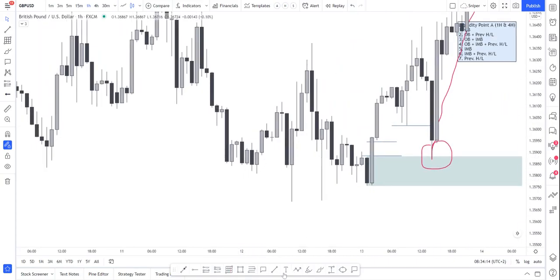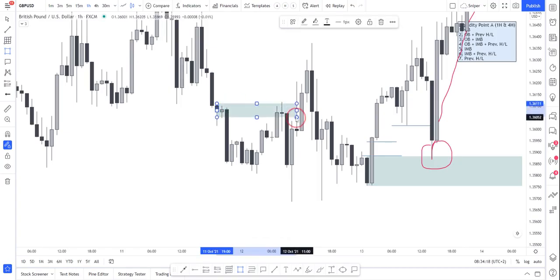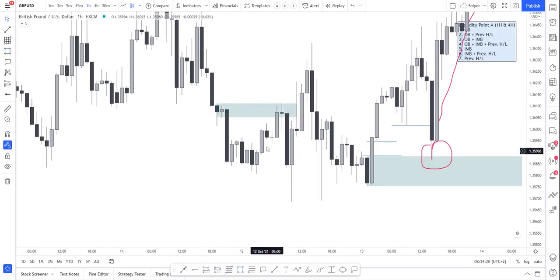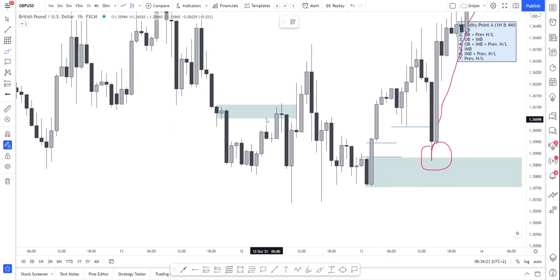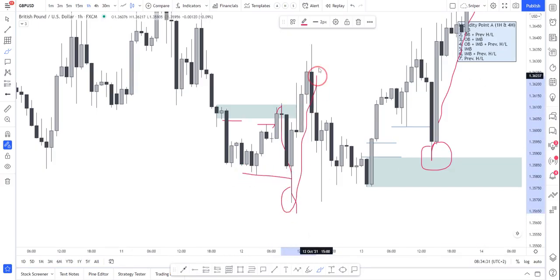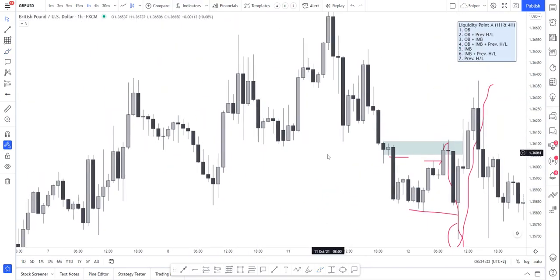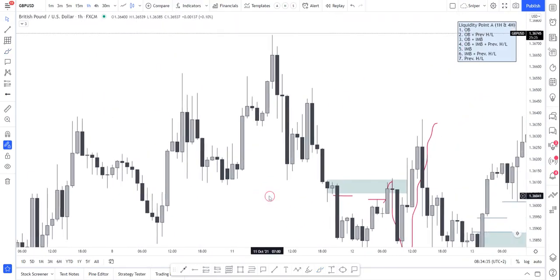You can see that we have this order block zone over here. We have previous highs, we have imbalance, price taps into it, moves towards the downside. Then we target the previous lows, number 7, and we move towards the upside. You see this is constantly an up and down battle.